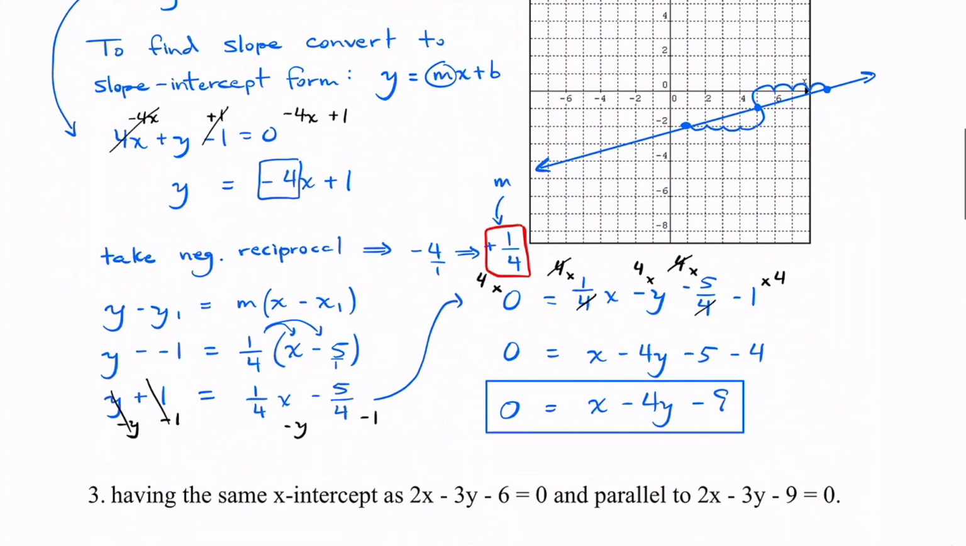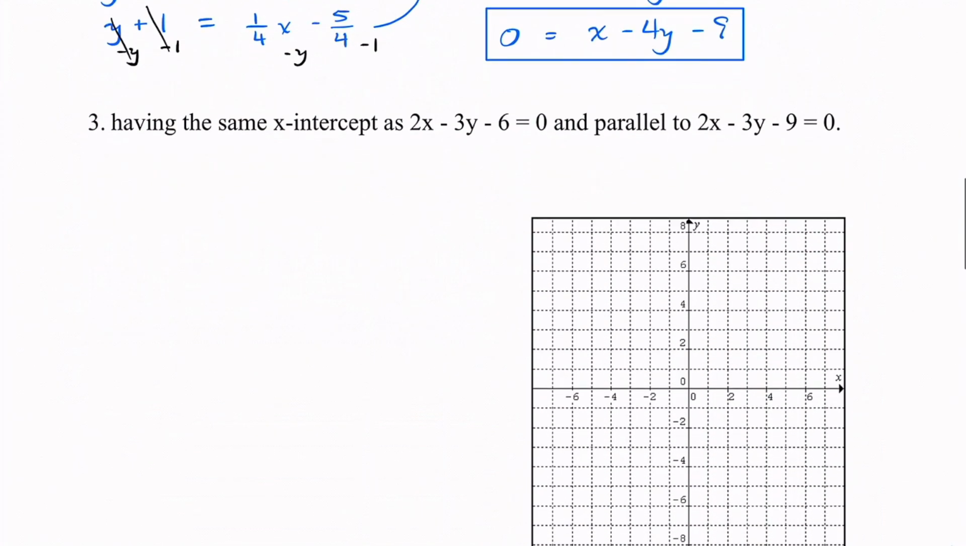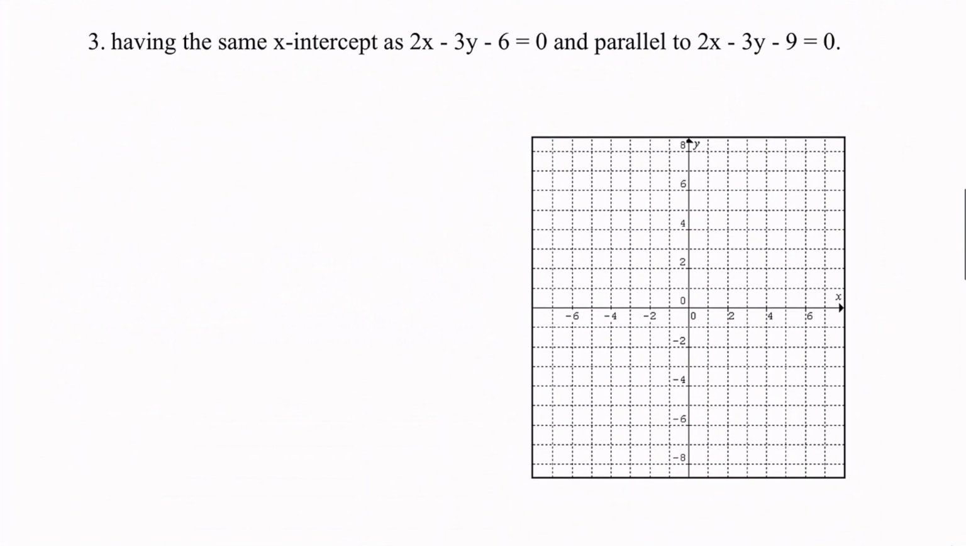Now we got just one last example. So this is number 3. And our information for this one, it says it has the same x-intercept as this linear equation, and it's going to be parallel to this one. So if it is parallel, remember parallel means that it's going to have the same slope. So it has the exact same slope.